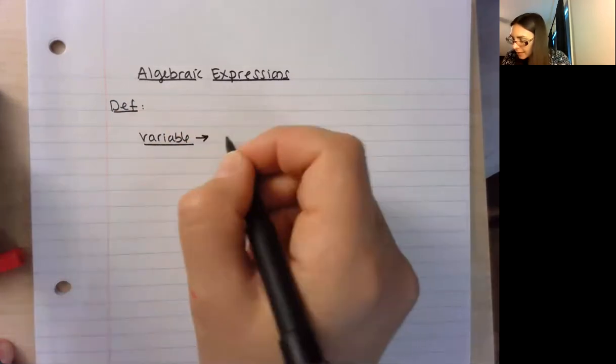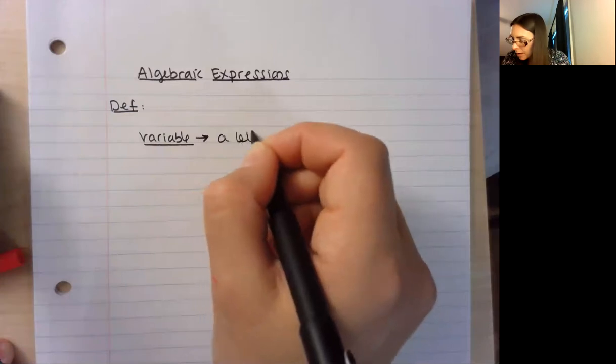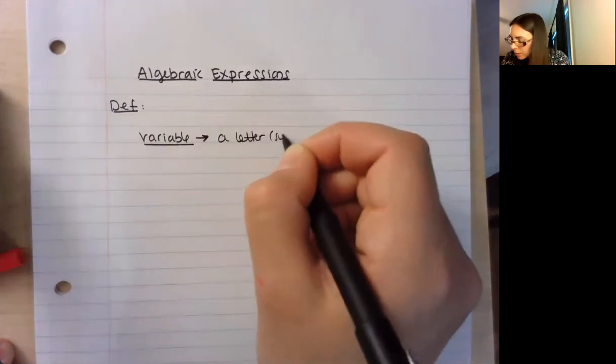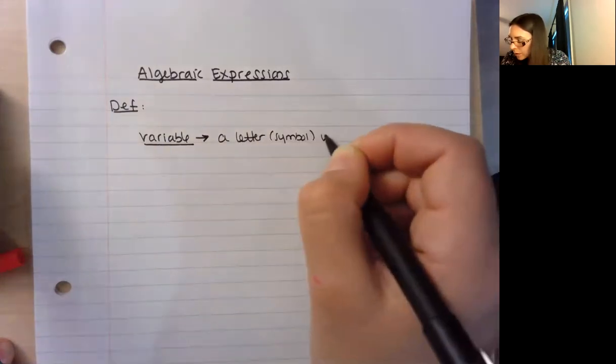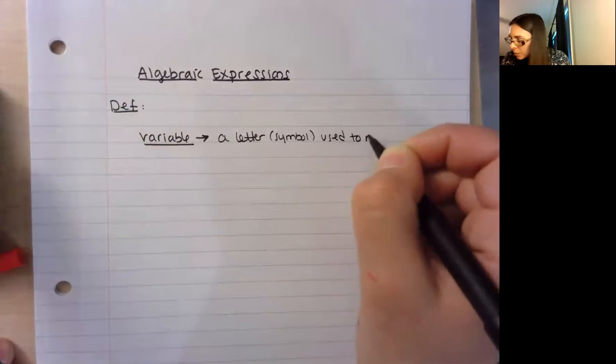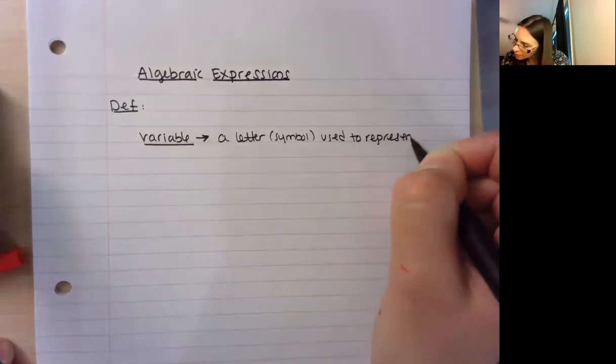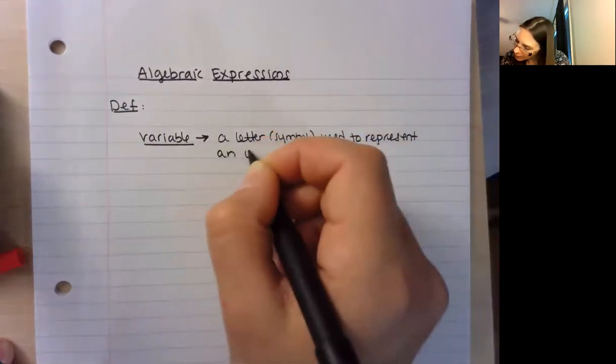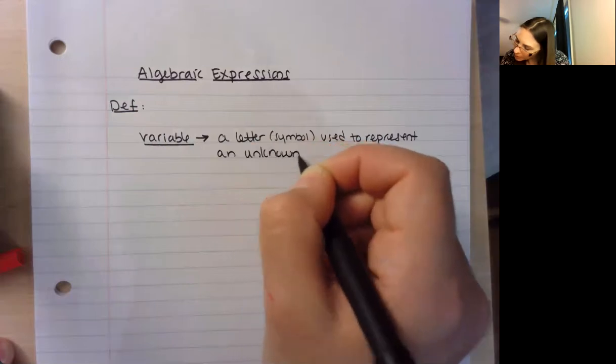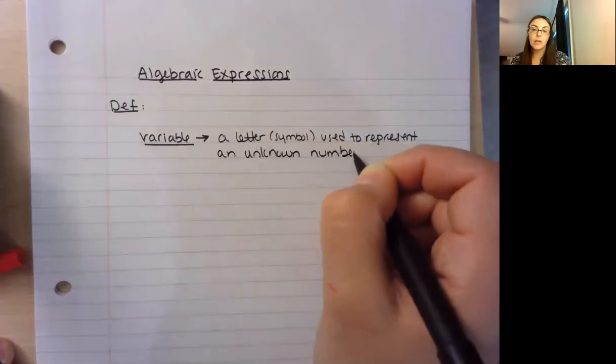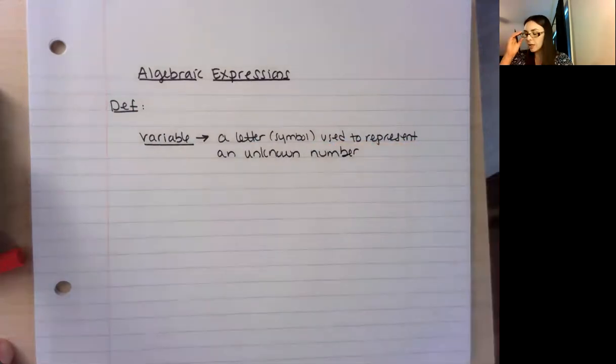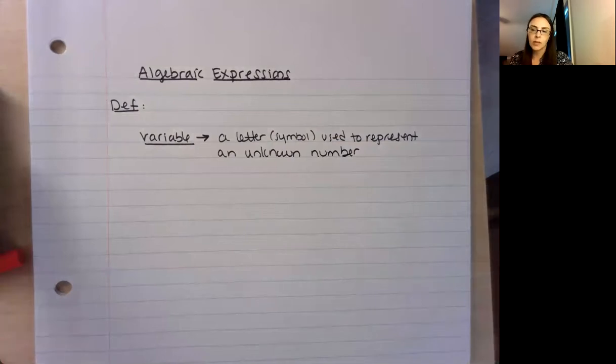So a variable is just a letter or a symbol used to represent an unknown number. Okay. So typically we tend to use English letters, right, because we are speaking in English, but you can use other letters too. Oftentimes they use Greek letters as well instead. So that's why I kind of put symbol there, but typically it's going to be a letter to represent an unknown number. Okay.